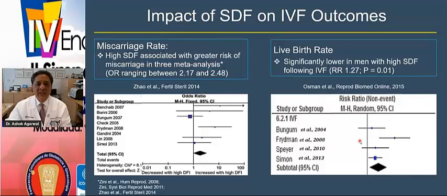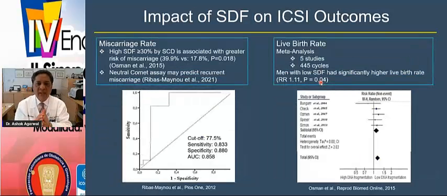And then if we look at more studies, this is looking at the miscarriage rate after IVF, and the live birth rate on the right side. Again, there is a very good correlation of high sperm DNA fragmentation with greater risk of miscarriage in three meta-analyses. The odds ratio ranges from 2.17 to 2.48, which is highly significant. If you look at the live birth rate, again, there's a significantly lower rate of live birth in men with high sperm DNA fragmentation following IVF, with a risk ratio of 1.27 and a p-value which is significant.